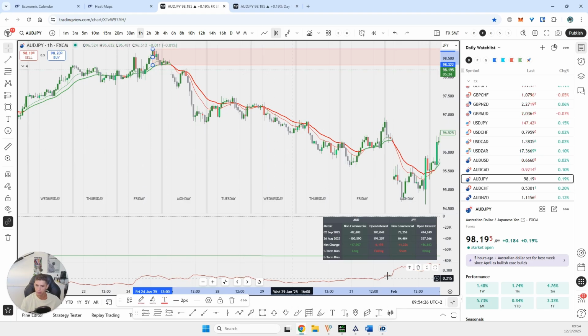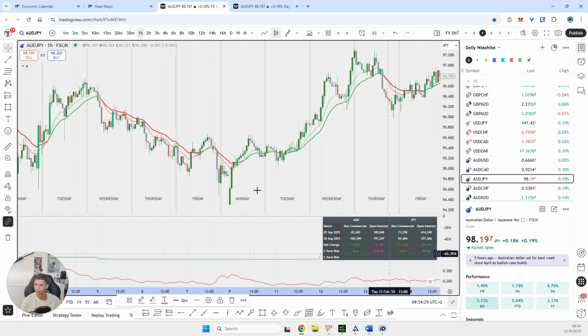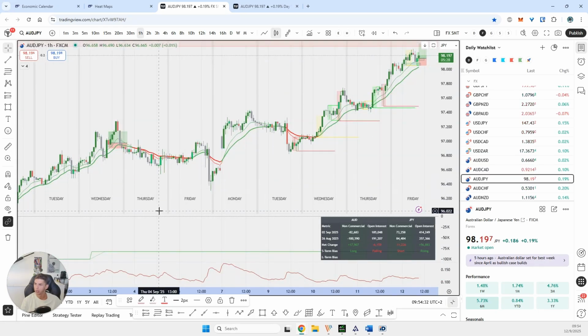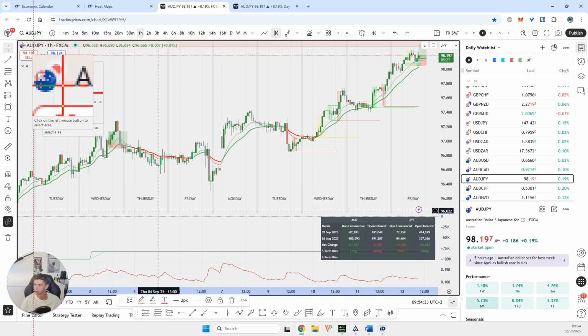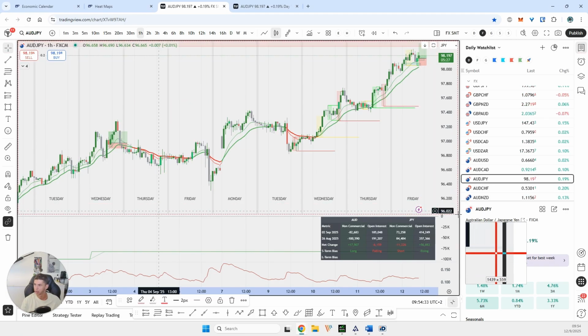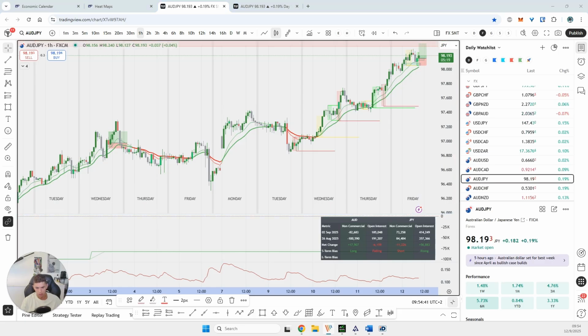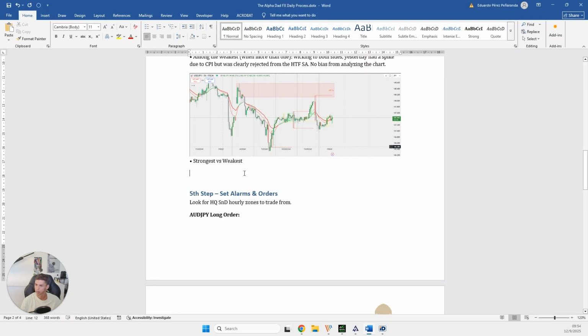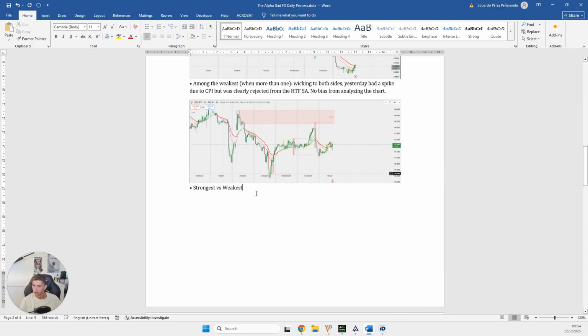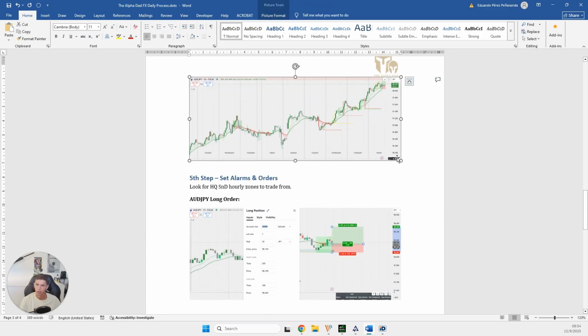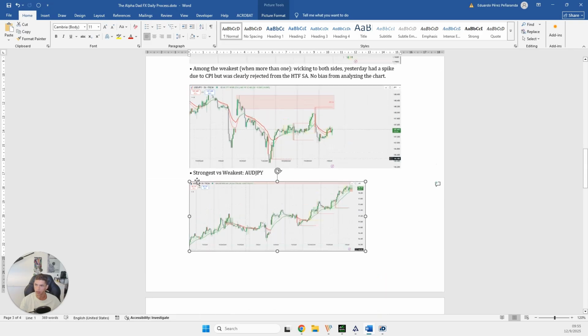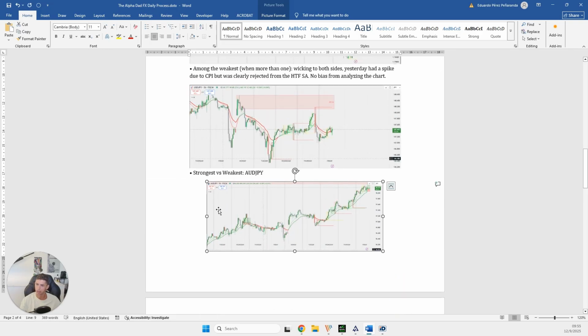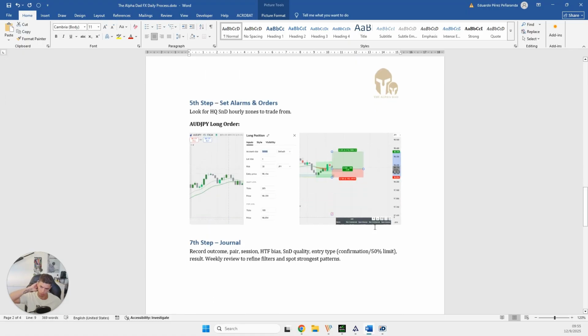Alright, guys. So now let's move on to here. Boom. So I put the chart of strongest versus weakest. Copy and remove right here. AUD versus JPY. That's a little bit small, so it fits there. And that's it, guys. We have our whole process and analysis.